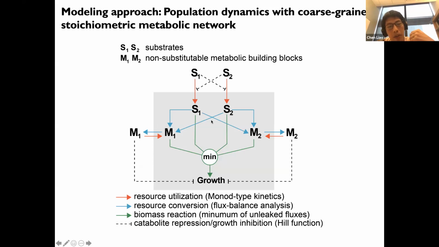We have parameters for those unknown fluxes, and those parameters should be quantified by fitting to the data. We also consider the biomass flux reaction, and we use the min function, and the underlying logic is that the growth rate should be limited by the most limiting nutrient among all of the metabolites and the substrates. And we also consider catabolite repression and growth inhibition.